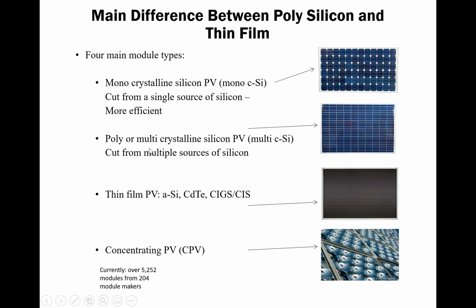And then there's polysilicon, which is probably the most common kind of module, and that's created from different sources of silicon. And then there's this thin film, and they use some kind of, again, conductive materials, silicon or this kind of conductive material, and they essentially paint this onto a base.